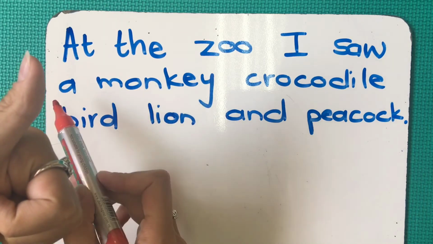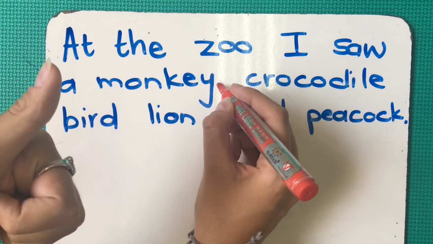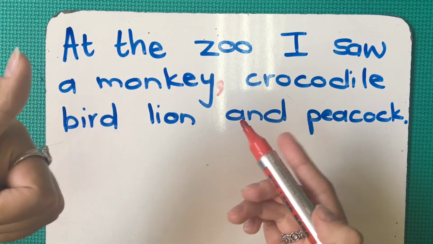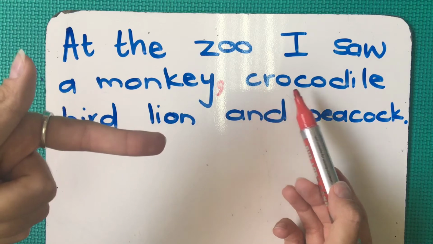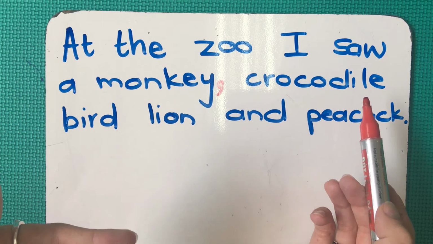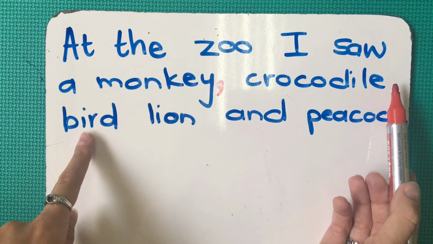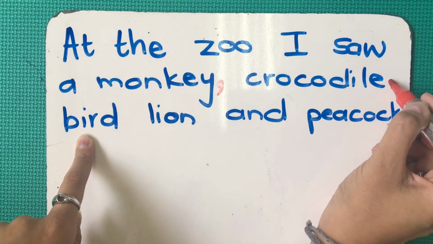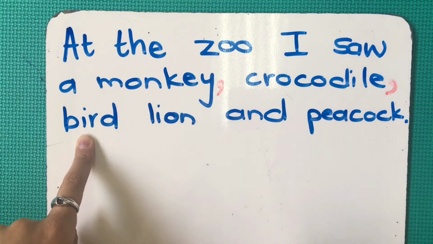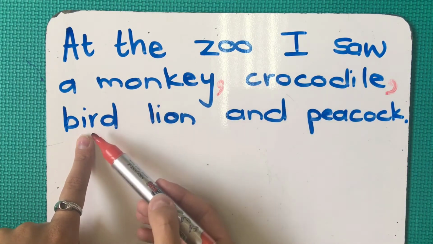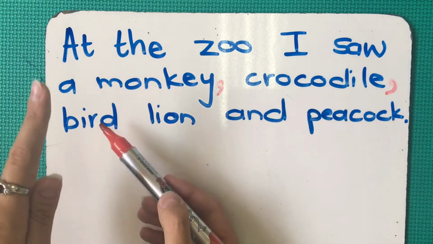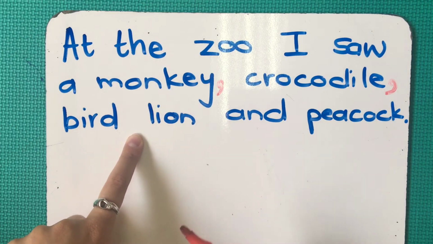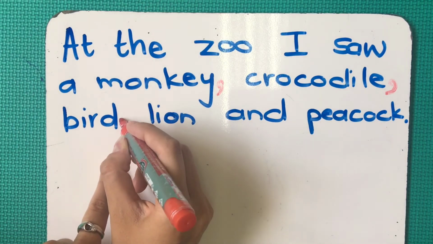So after the first animal that I saw, I can put a comma after the word. The next animal I saw was a crocodile. And between crocodile and my next animal, bird, there is no word and, so I can put a comma. Next thing I see is a bird. Between bird and lion, I do not see the word and, so I can put a comma.